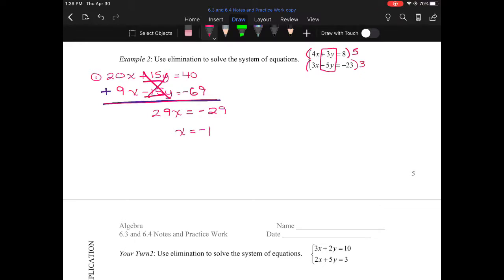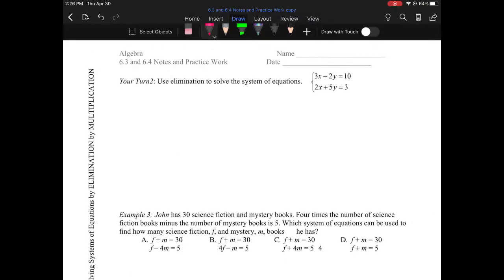So now I'm going to substitute that back into either equation. I'm going to substitute into the top one. So I'm going to get 4 times negative 1 plus 3y is equal to 8. So negative 4 plus 3y equals 8. So add 4 to both sides. 3y is equal to 12. And then y is going to equal 4.